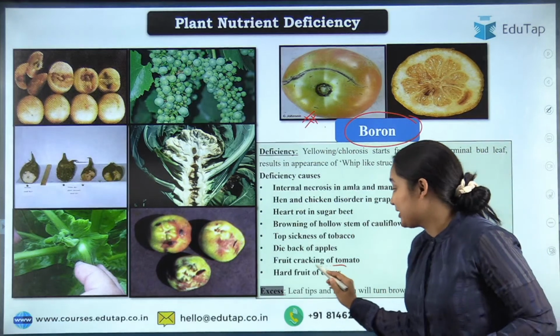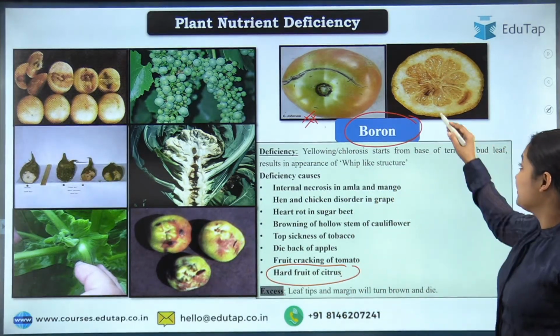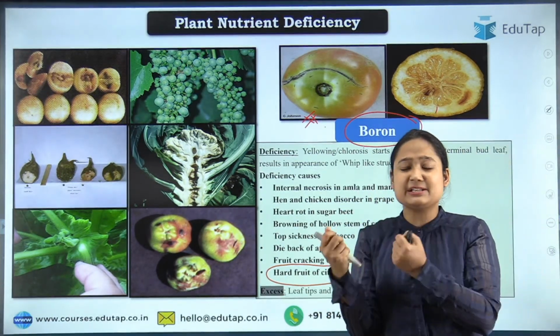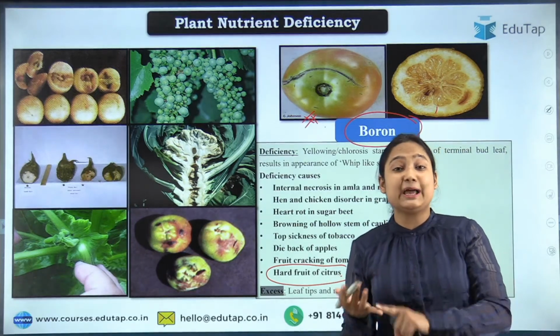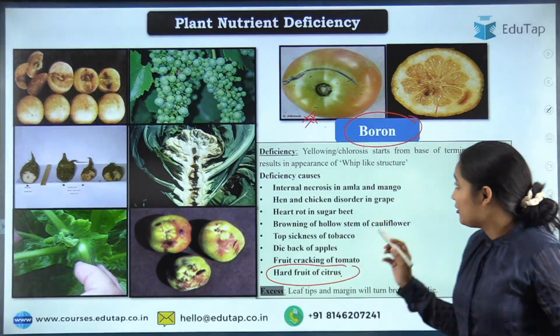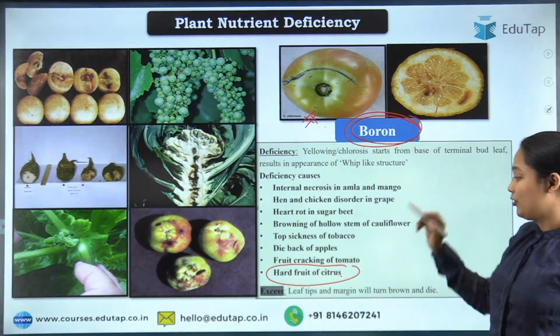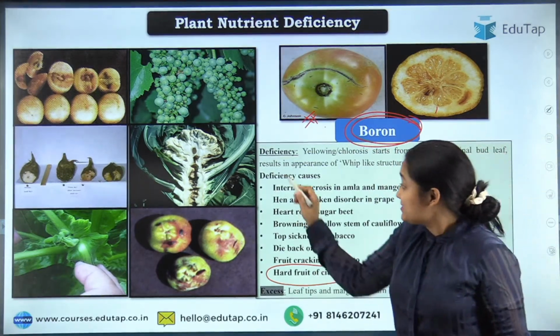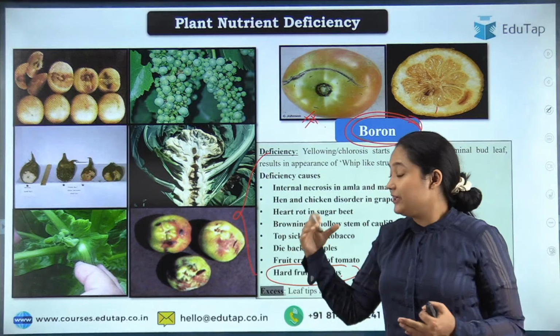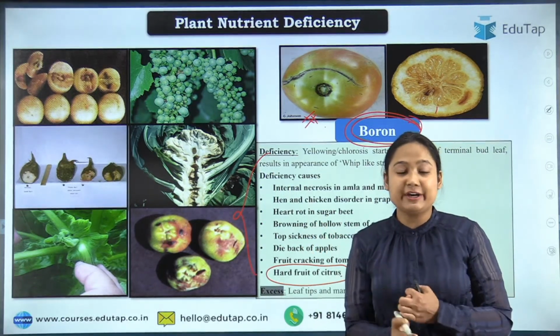Then what happens in the case of citrus fruit? Hard fruit happens. Sometimes you open the fruit and it doesn't seem to have moisture, when we are talking about lemon, orange, mosambi. That also happens due to deficiency of boron, that is, when it is in a lacking amount or not enough.